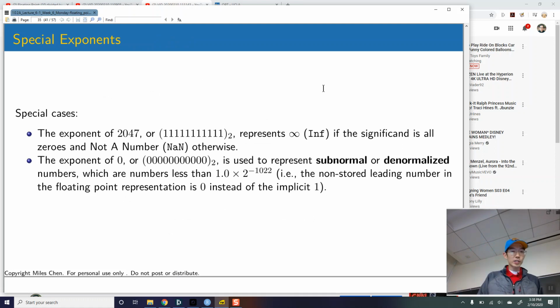The exponent, if you have all ones, will end up representing infinity or not a number, and again, we'll get into this on Friday. And if you have all zeros in the exponent, it's going to be used to represent what we call subnormal or denormalized numbers. And again, we'll get into that on Friday as well.